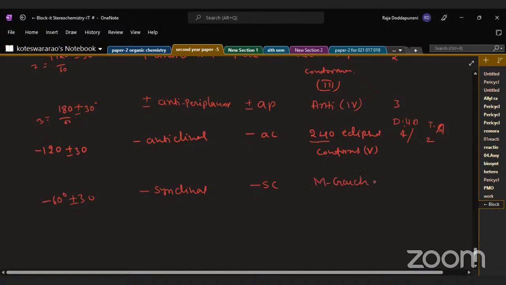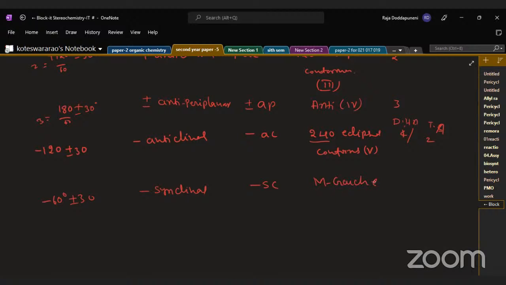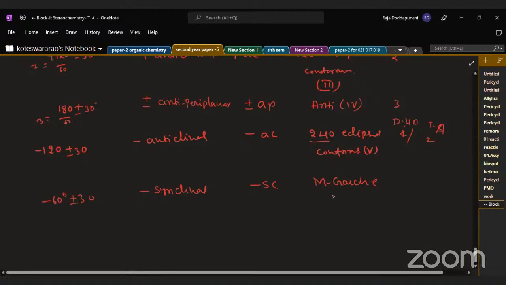You need to remember all these structure names: meta Gaussian, para Gaussian, or M Gaussian, P Gaussian, anti-conformation, cis eclipsed, or partial 240 partial eclipsed, and 120 eclipsed. You need to remember all these terminologies, which are used in future studies of the conformational analysis of cyclic compounds.